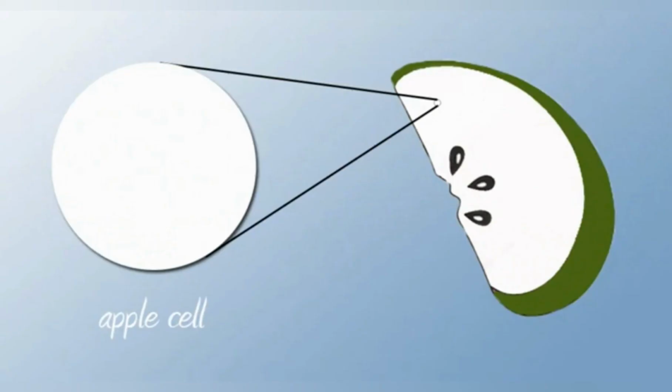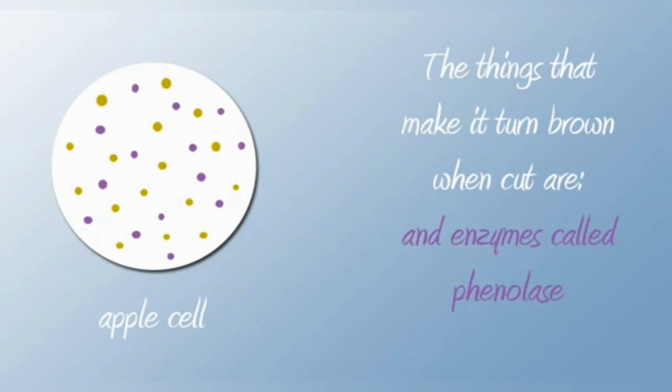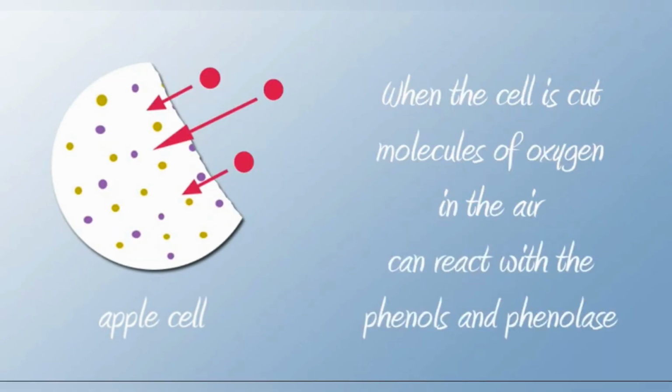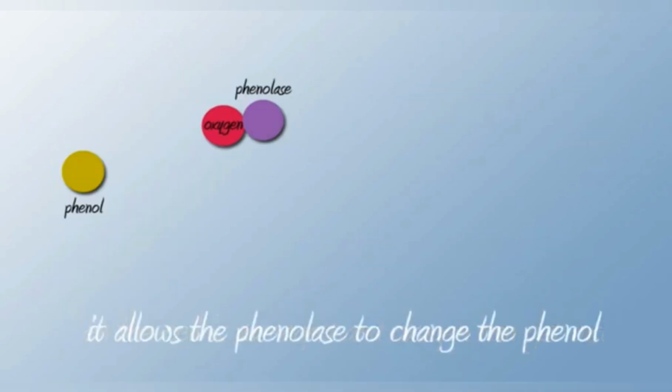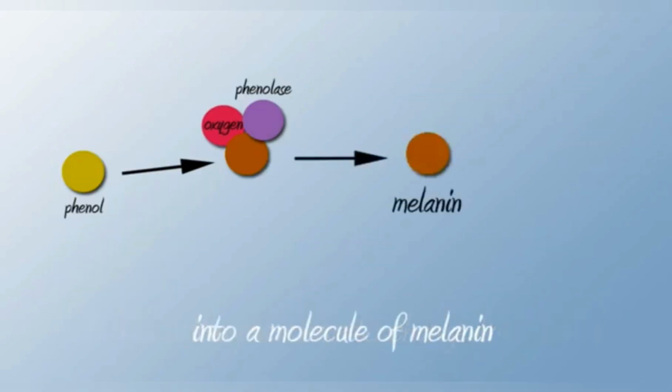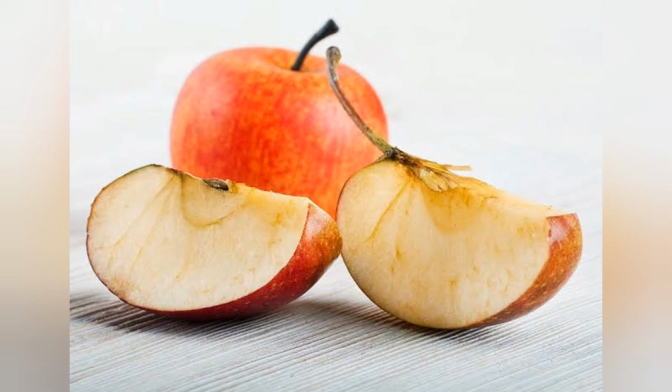We know that the apple is made up of cells. The cells of the apple contain molecules called phenols and enzymes called phenolase. When the apple is cut, the cell is damaged and the oxygen from the atmosphere can get inside the cell and react with the phenolase, which allows the phenolase enzyme to change the phenol molecules into molecules of melanin. Melanin has brown color, so the cut surface turns brown.